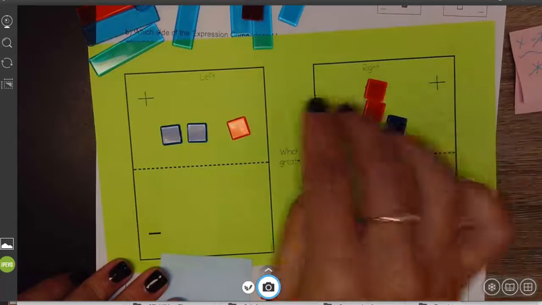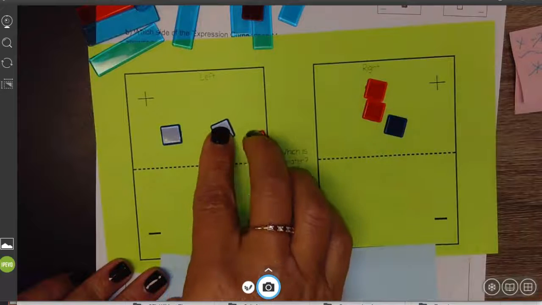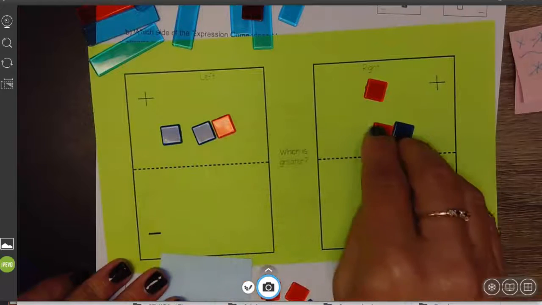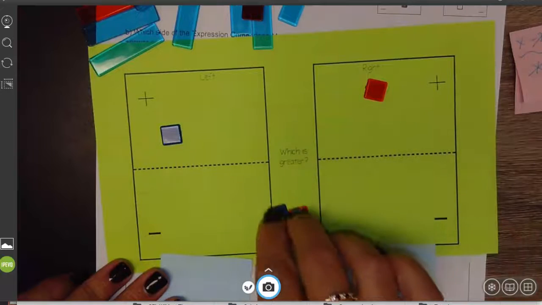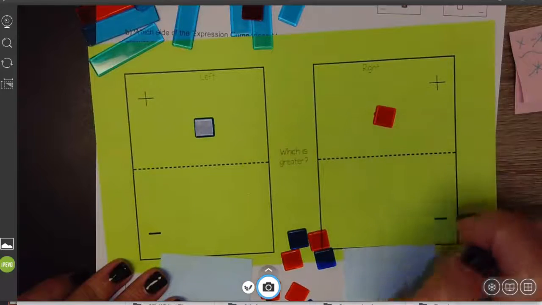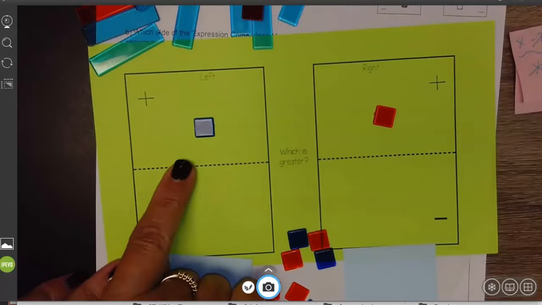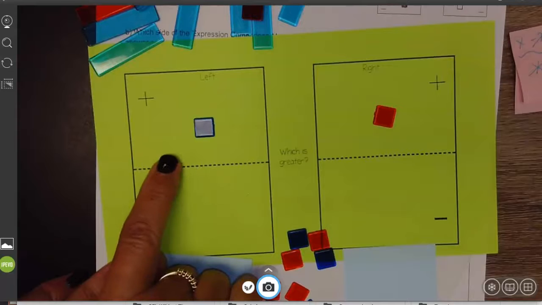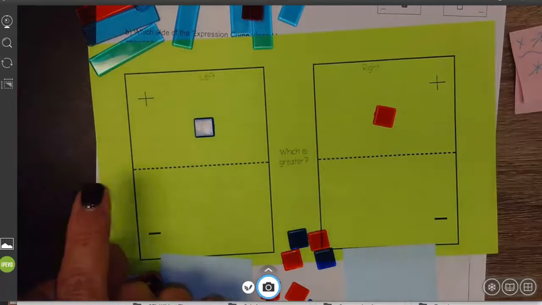And again, you can take out your zeros. So we have a zero set here, and we have a zero set here. So I'm going to take those off. Now I have a positive 1 on the left side and a negative 1 on the right side. So my left side will be greater. So for B, the strategy or the coding that we used, we call it the flipped tile.